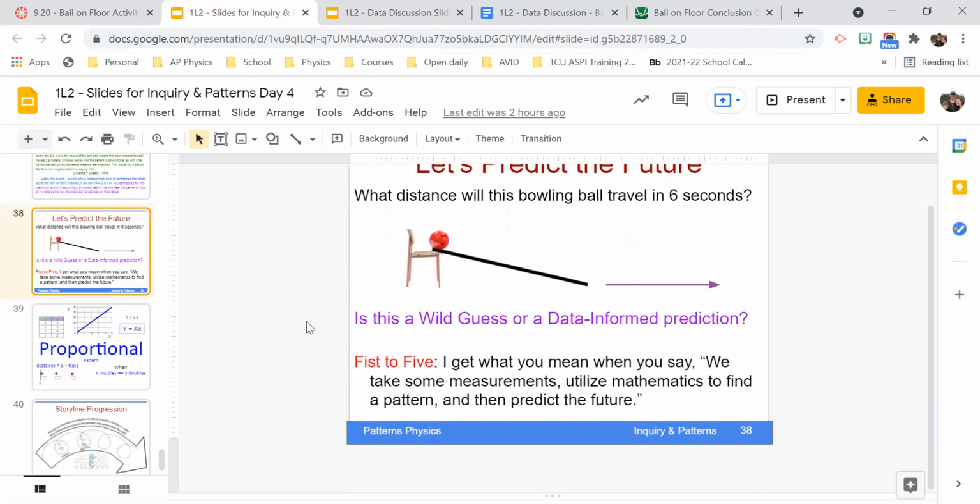And the good old question, if we're making this prediction at 6 seconds, is this still considered a wild guess or are we in the data informed prediction area? So we took some measurements, we utilized mathematics to find a pattern, and then we're predicting the future, predicting what should happen. So hopefully y'all are feeling a little bit more confident with this, at least more confident than you were the first one.